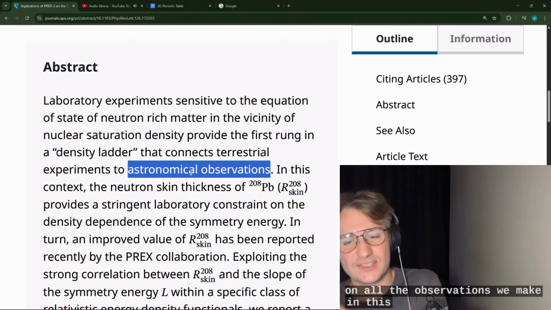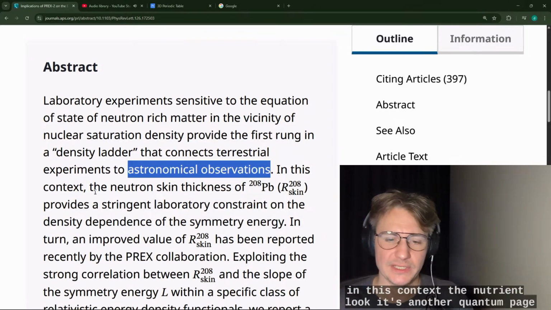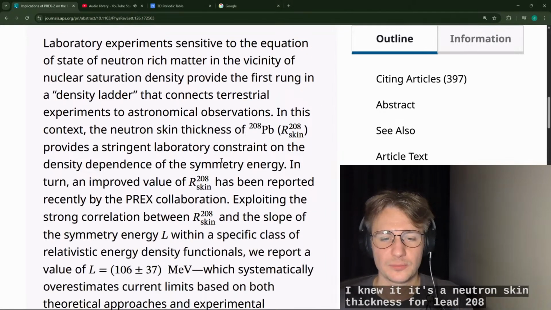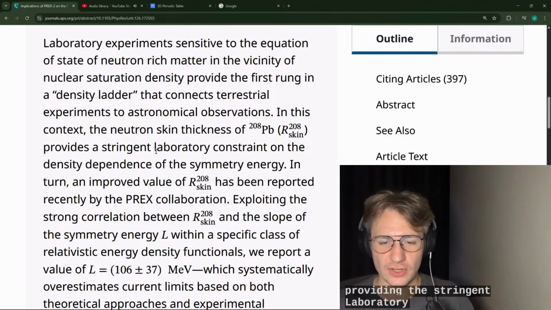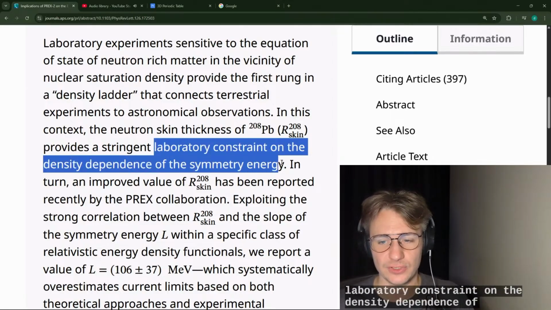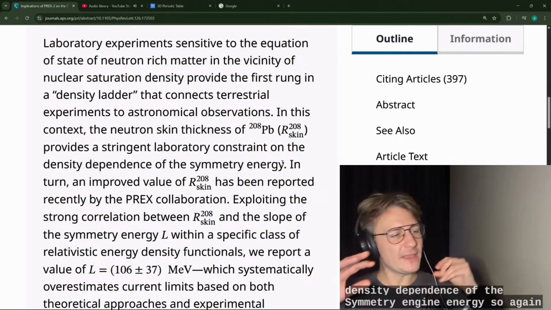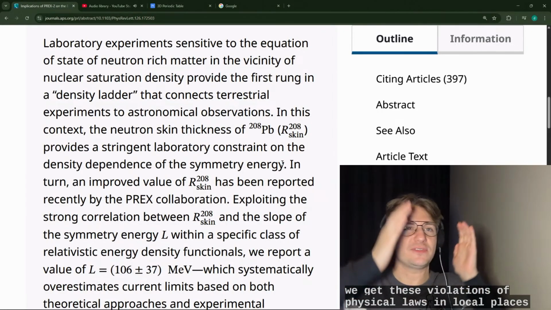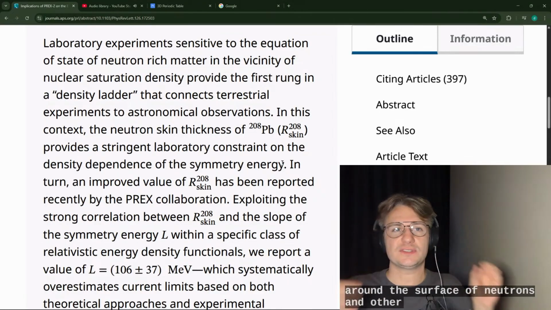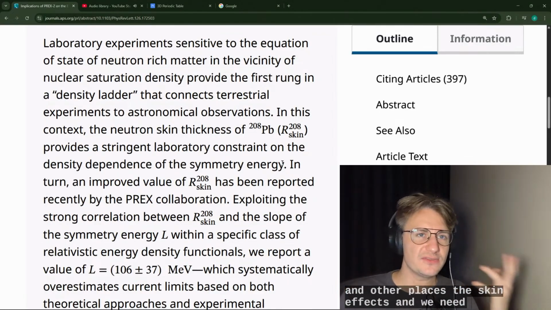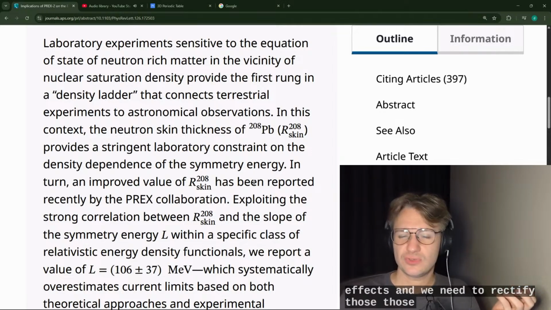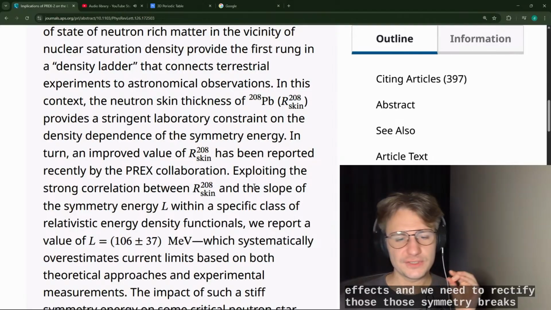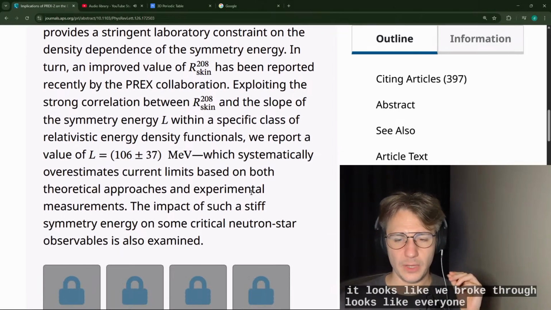In this context, the neutron skin thickness for lead-208 provides the stringent laboratory constraint on the density dependence of the symmetry energy. So again, we get these violations of physical laws in local places around the surface of neutrons and other places, the skin effects, and we need to rectify those symmetry breaks. And it looks like we broke through. Looks like we've modeled it finally.